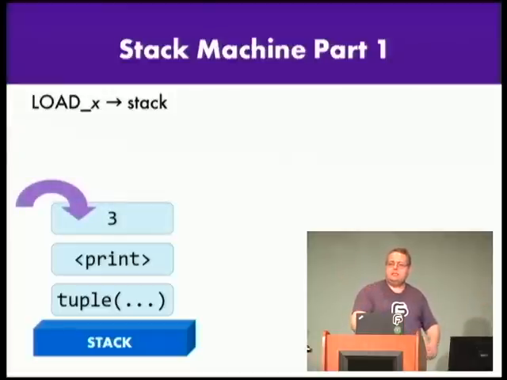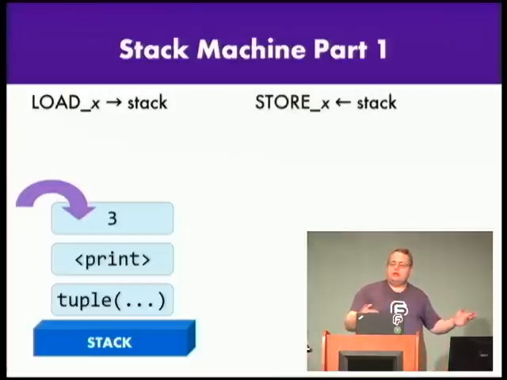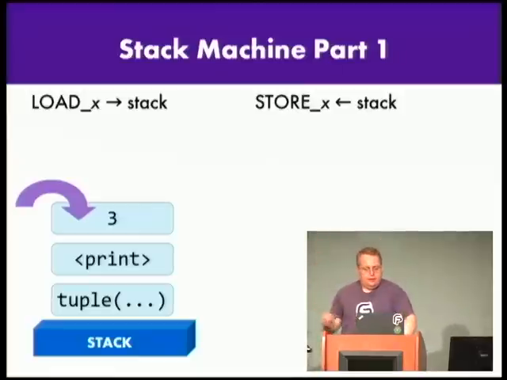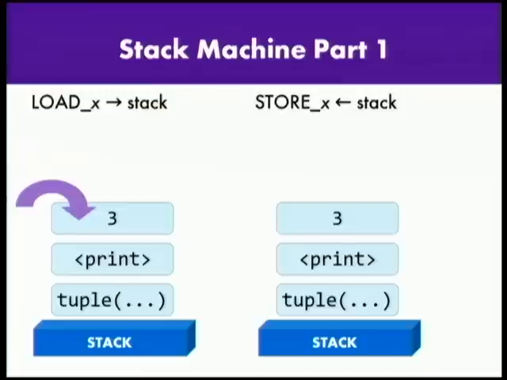Now the stack has 3 things, the top thing is 3. The equivalent, the symmetric instruction is called store. The store takes the top thing off the stack and puts it somewhere. And so if we had the same stack and we called store something or other, then we're going to take that 3 and put it somewhere. Now the stack only has 2 things.